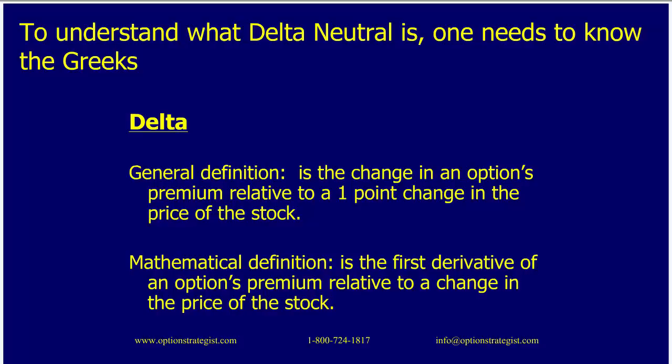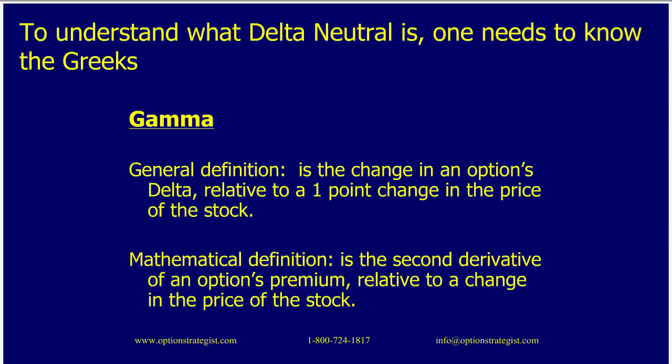Delta, the general definition is that delta is a change in an option's premium relative to a 1-point change in the price of the stock. Now, a more mathematical definition is that delta is the first derivative of an option's premium relative to a change in the price of the stock. So the general definition is what we'll use. There's a more mathematical definition, which I won't talk about anymore this afternoon.